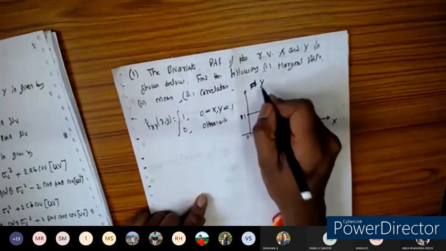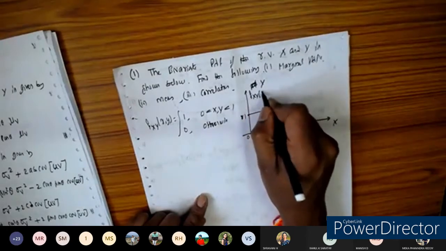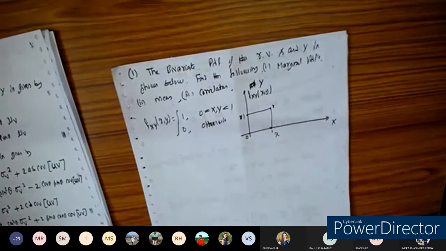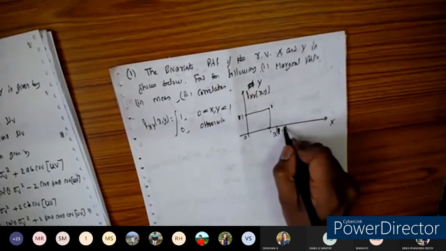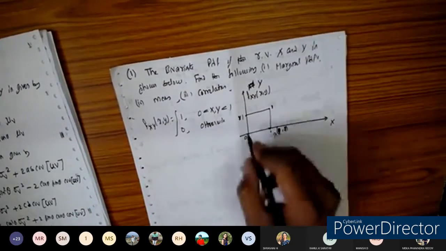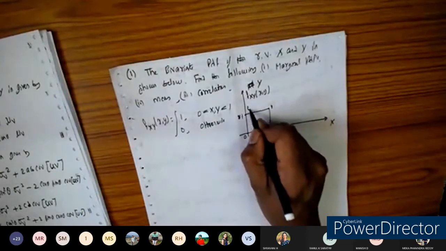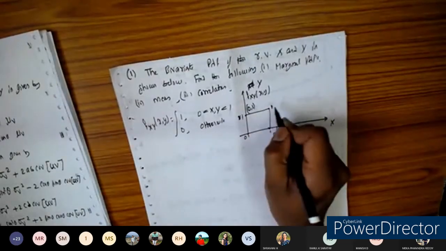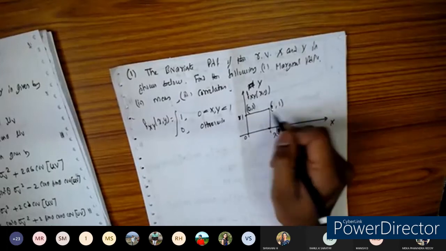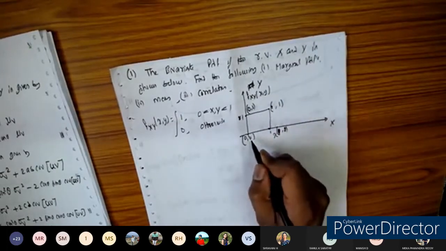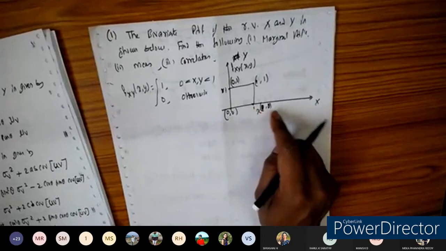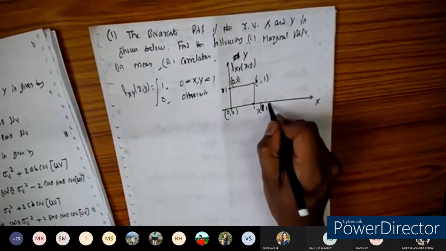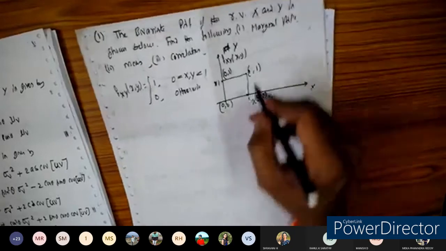So this is the y-axis, and this is called fxy of x comma y. At this point the value on the x-axis is 1 and the y-axis is 0. At this point the y-axis value is 1 and the x-axis is 0. Here both x and y are 1, 1, and here both are 0, 0. So we can represent the coordinates like this: this is 1, 0, this is 1, 1, and this is 0, 1.